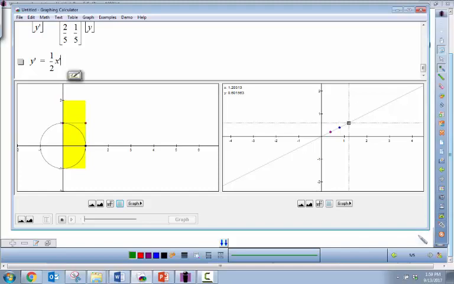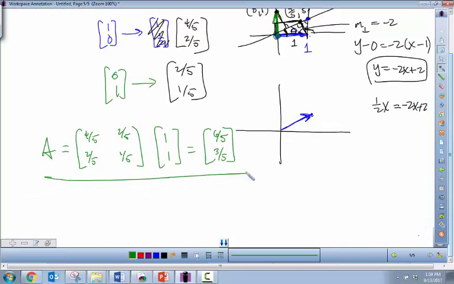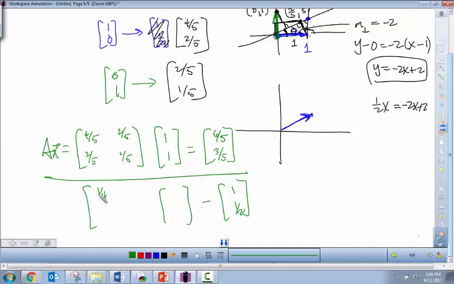Now, Brian had an interesting question here. His question was, this isn't A, this is X. So the question was, where did you want it to go? 1, 2? 1 and 1/2. 1 and 1/2. So the question is, 4/5, 2/5, 2/5, 1/5. So the question is, what value of x sends this thing to 1, 1/2?